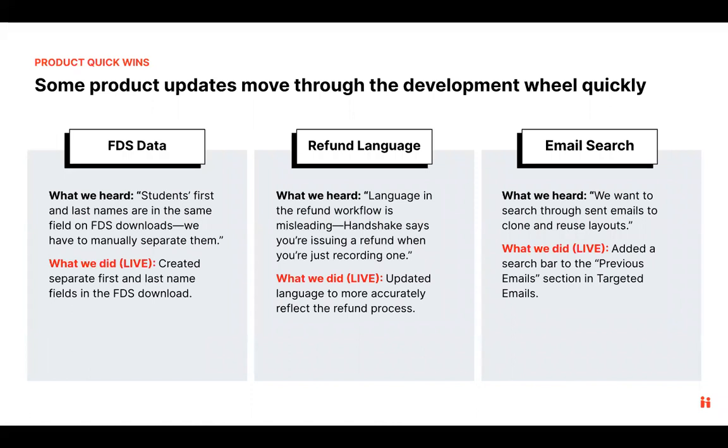So here's an example. We heard around FDS data, we heard from you, students' first and last names are in the same field, but we have to manually separate them. So what we did was create separate first and last name fields in the FDS download. That is just now live.